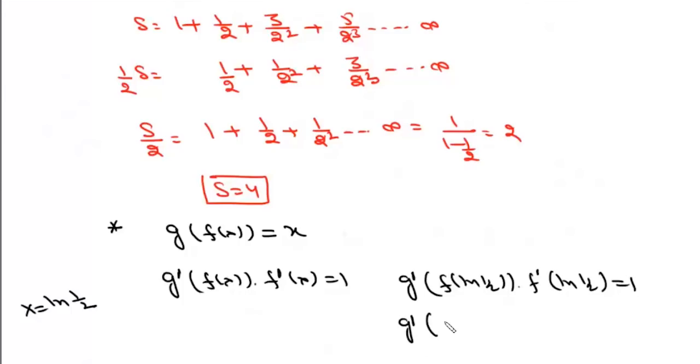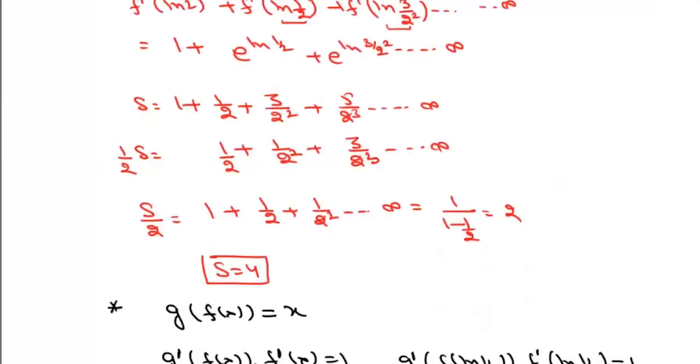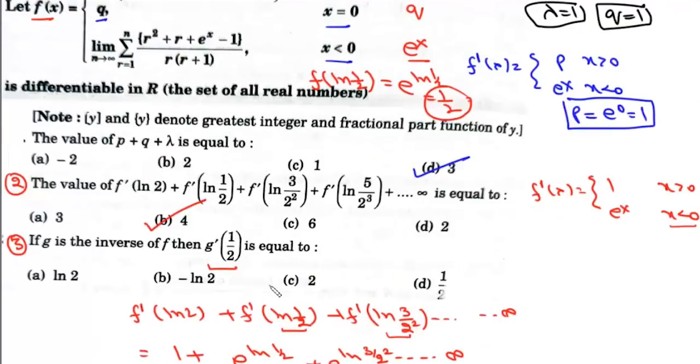Now we already know that f log 1 by 2 is 1 by 2. Now f dash log 1 by 2. Now log 1 by 2 is less than 0. So f dash x is e to the power x. So it will be e to the power log 1 by 2, which is 1 by 2, and this is 1. So from here we can say the value of g dash 1 by 2 must be equal to 2. And that's your option C.